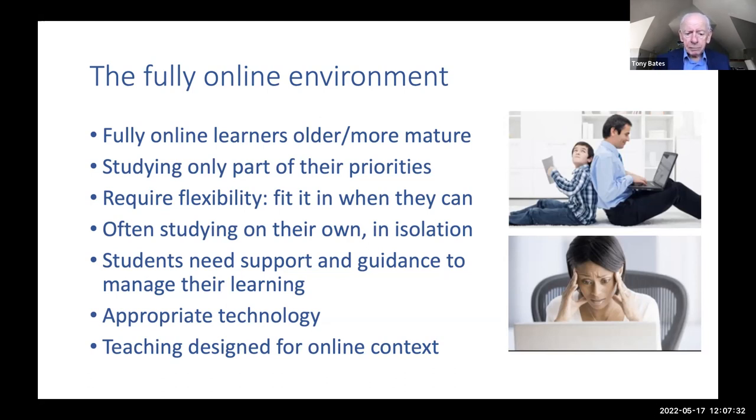Appropriate technology, they have to have that. And again, COVID showed that there were quite a lot of students who didn't have the appropriate technology at home anyway. And again, it's useful to check for that. And there really should be a strategy if you're going to require students to study online at Conestoga. The college should have a strategy for dealing with those students that don't have appropriate technology at home.